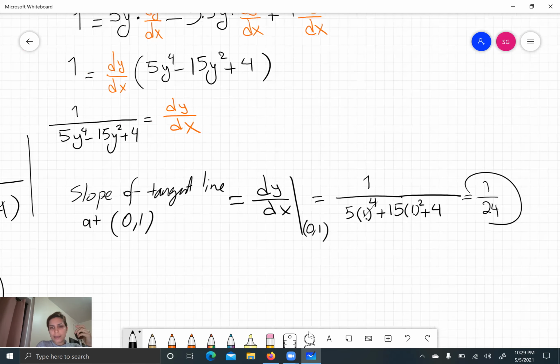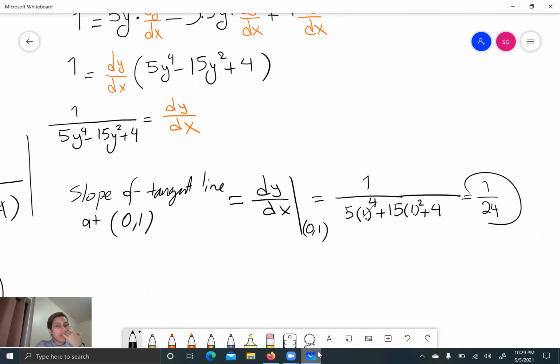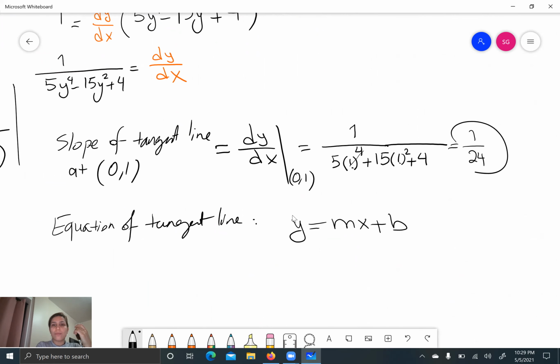The question is asking for a slope or equation. So we have the slope, and we are looking for the equation of the tangent line. The equation is y equals mx plus b, slope-intercept form. The slope is 1 over 24, times x. What is b?